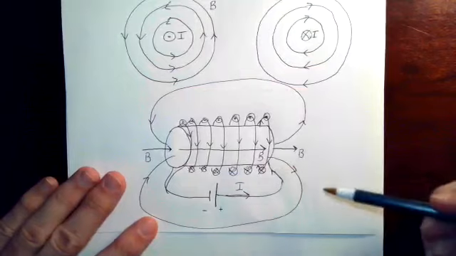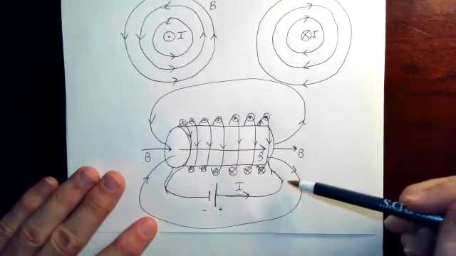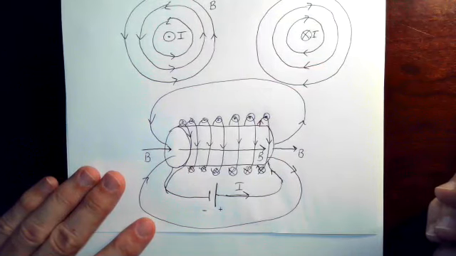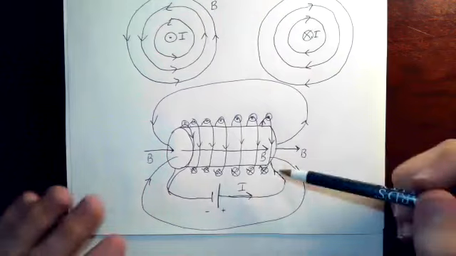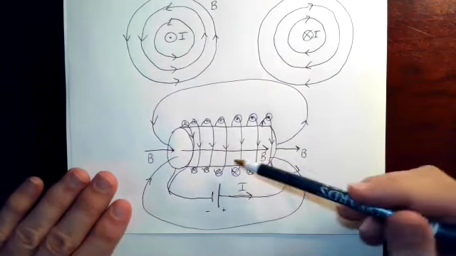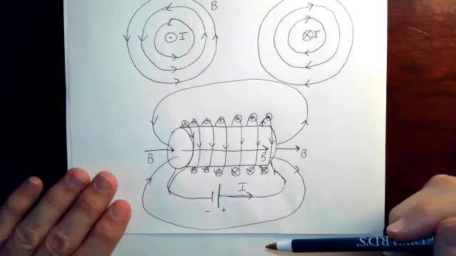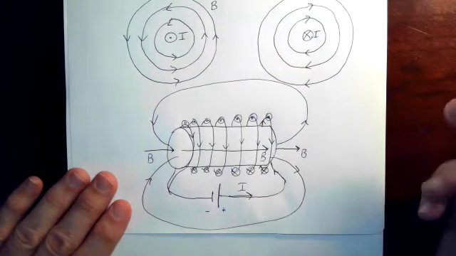And this pattern should look pretty familiar. Right? This is the same pattern as the magnetic field lines of a bar magnet. Okay, so this coil of wire with a current running through it behaves like a bar magnet. This is called an electromagnet.